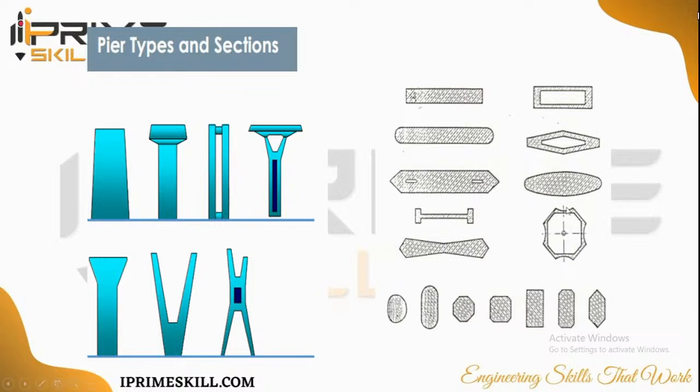In that you could see this is the plan view, this is the cross-sectional view, side view, elevational view of the different types of piers available. Here from the top view, you can see how the shapes vary from the plan as well as the elevation. So these sections can be modeled in different tools for different types of analysis.